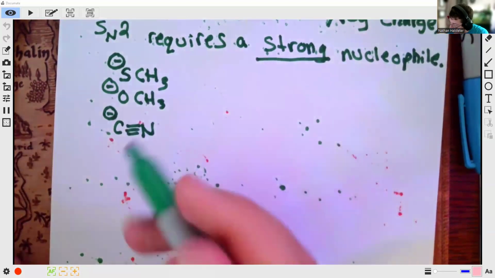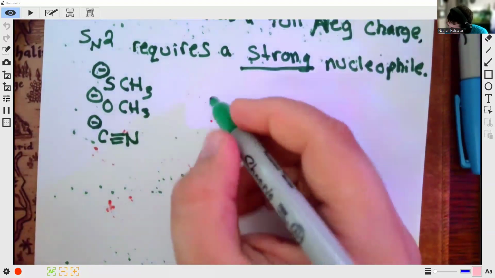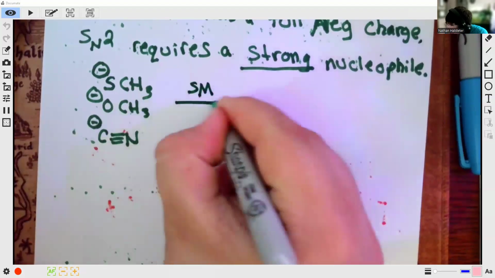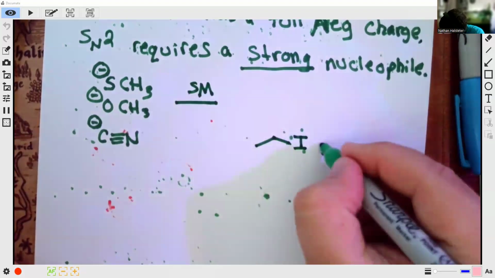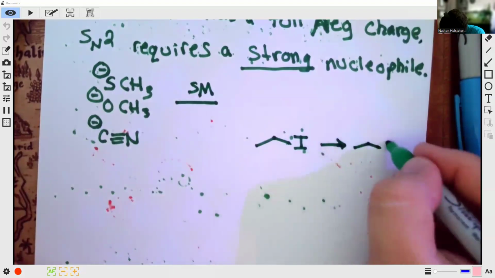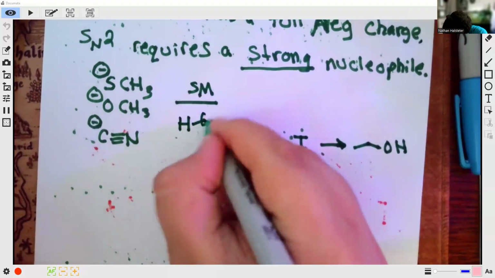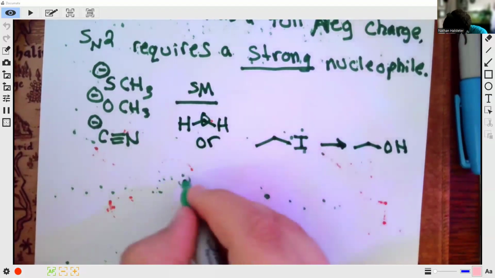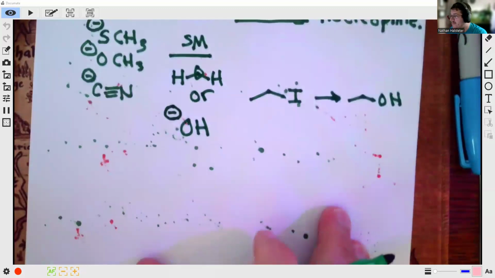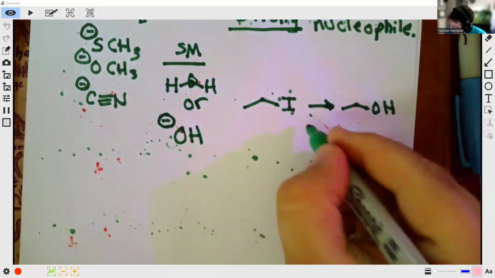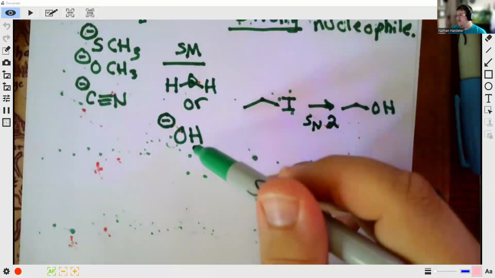So if I want an SN2 reaction to occur, and I have a choice of two different starting materials, which starting material do you think I should pick? I want one of these two to react with this compound to form this. I can either use this or this. Which one would react better for an SN2 reaction? Hopefully, you said this bottom one.